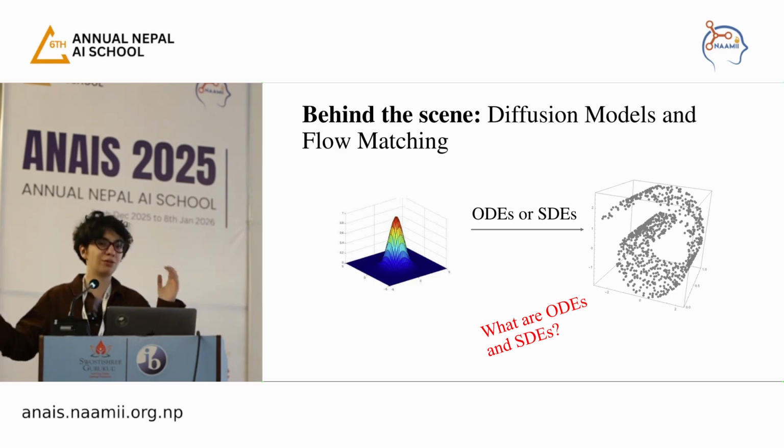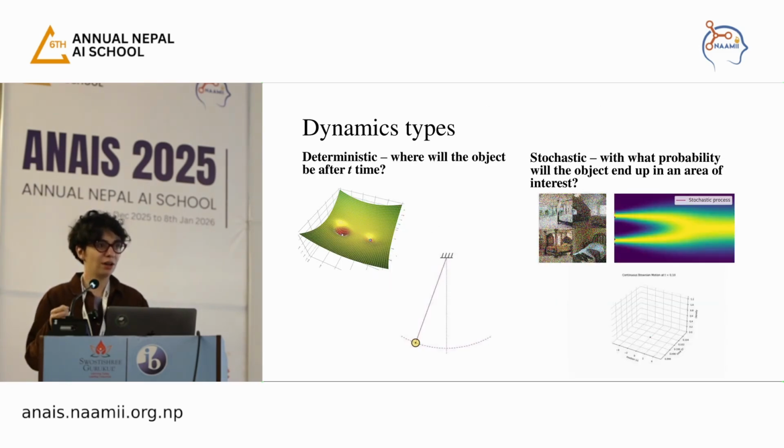What are ordinary differential equations and stochastic differential equations? In this world, we have many types of dynamics. Deterministic ones are very nice because we can always ask where an object will be after time t. Unfortunately, with stochastic dynamics, we can't do this anymore. The questions we can ask are usually like, with what probability will an object end up in an area of interest, right? And now I will try to give more intuition for both of them.